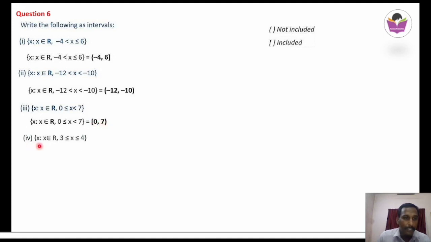Question number 4, x such that x is an element of R, 3 ≤ x ≤ 4. In both portions we have the equal to symbol. So here also the equal to symbol is there, here also the equal to symbol is there. So here also a square bracket, here also a square bracket. So we will be writing it as the closed interval [3, 4].